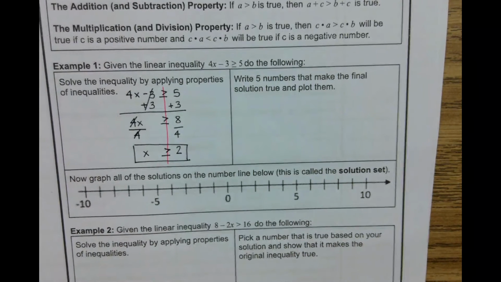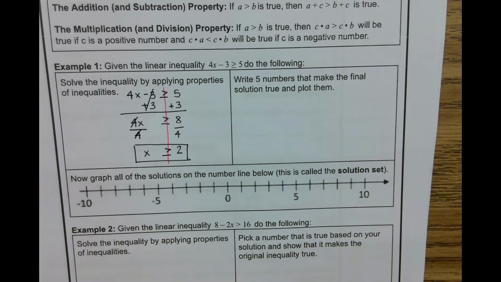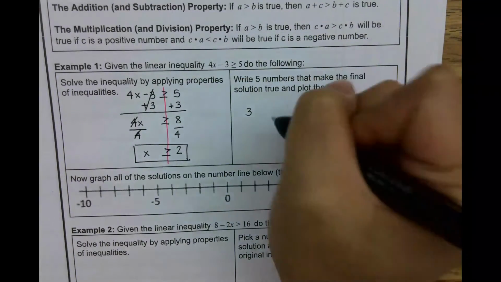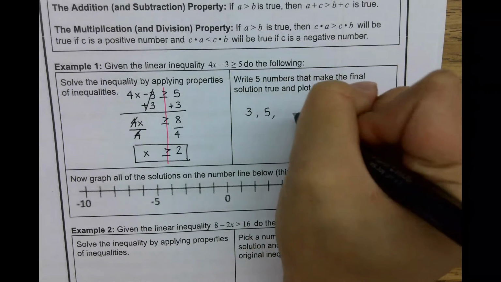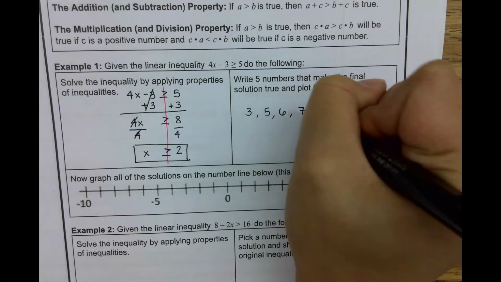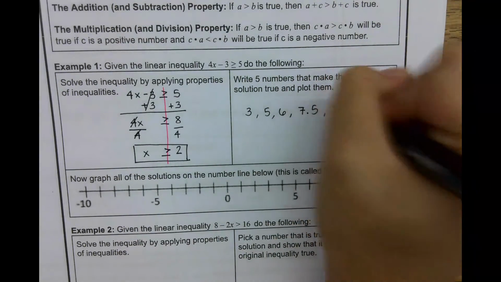Okay, so let's think about it. What are 5 numbers that make this true? What numbers are greater than or equal to 2? You can pick any numbers. So I'm going to pick 3, that's greater than 2. I'm going to pick 5. I'm going to pick 6. Let's do a decimal. Let's pick 7.5, that's still greater than 2. And let's do 9.